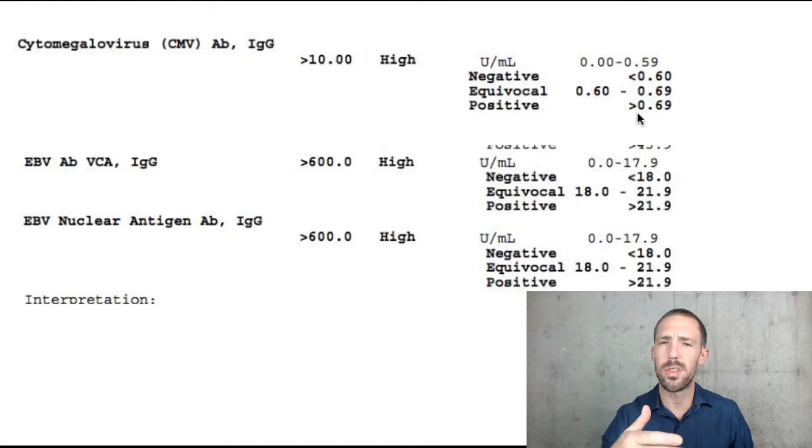Then here's the Epstein-Barr. And what's not on here is what's called the early antigen, which is how you usually tell with reactivation. But once again, just look at the ranges.